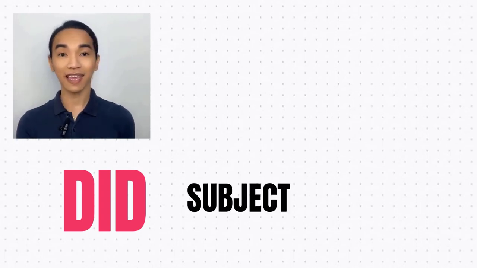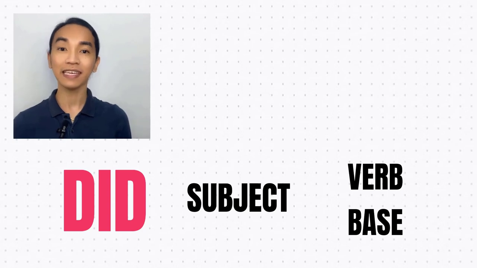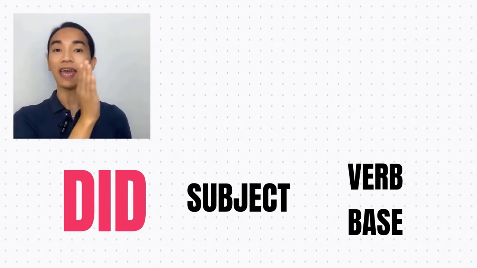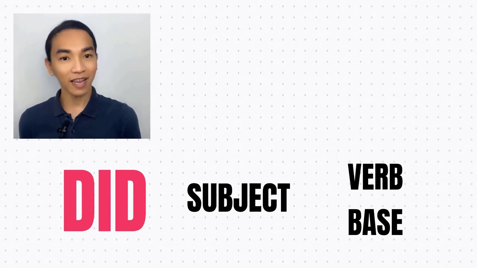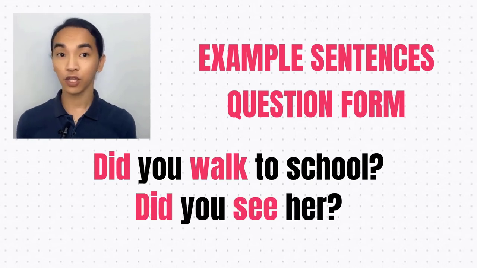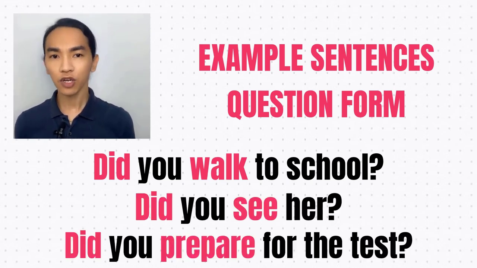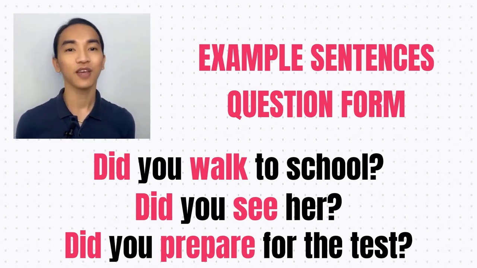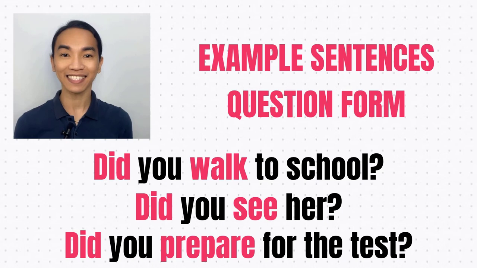For the question form of the simple past tense, we start our question by using did plus your subject and then the verb in its base form. Again, did plus subject and then verb in base form. Now let's have some examples. Did you walk to school? Did you see her? Did you prepare for the test? So all of these are examples of the simple past tense in question form. Now you can make your own examples and practice using the question form for the simple past.